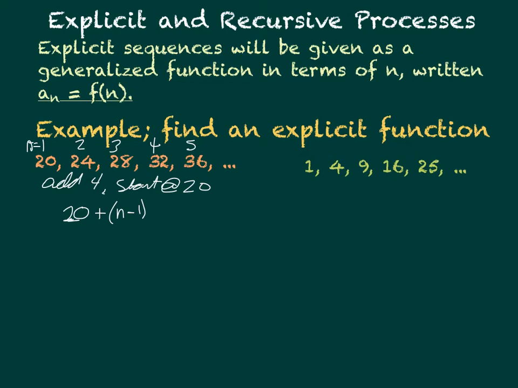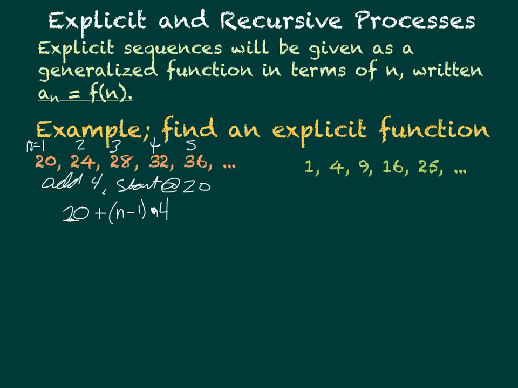Let's see if I put 2 in, if that makes sense. So 2 minus 1 is 1. 1 plus 20 is 21, so that doesn't work. So somehow I need to get it to add 4 instead of just adding 1 there, because this will add 1. So what if I multiply this times 4?